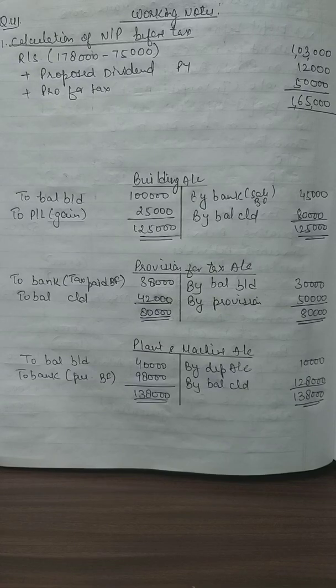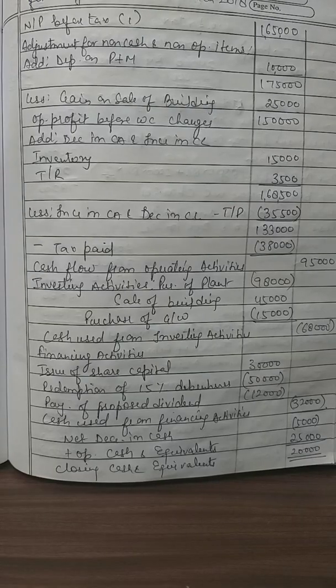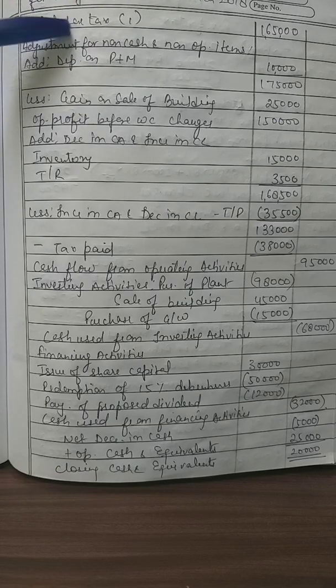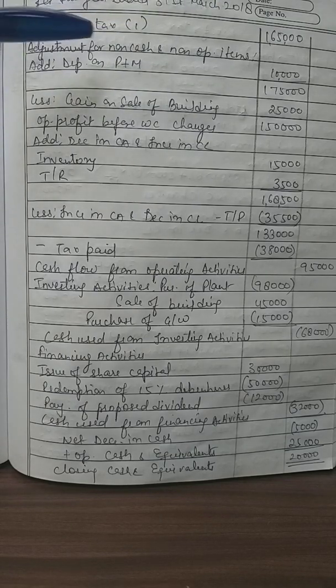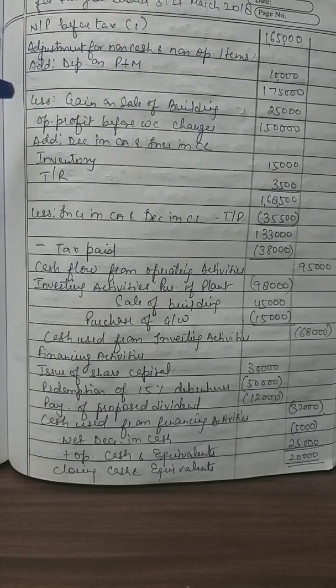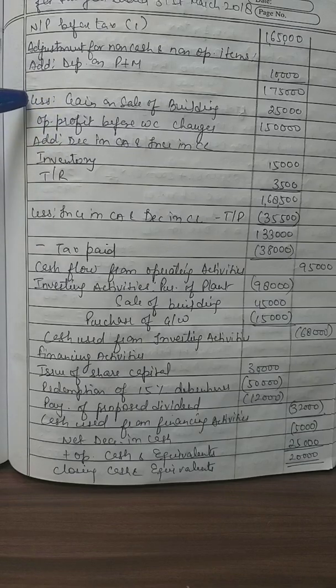Now we move on to the solution. Cash flow statement for the year ended 31st March 2018. Net profit before tax you have already calculated. Then adjustment for non-cash and non-operating items. So depreciation on plant and machinery will be added, less gain on sale of building. If it would have been a loss, then you have added; gain you have subtracted. Okay.